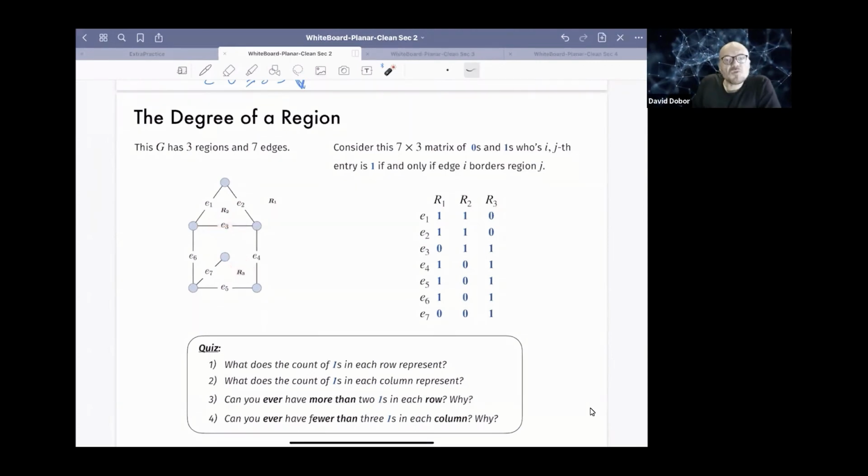So in each row, for each edge, how many 1s can I possibly have? Let's denote by X the number of 1s in this matrix.